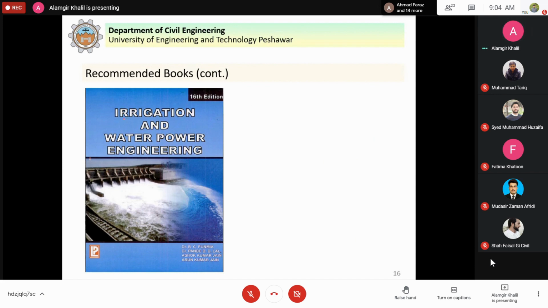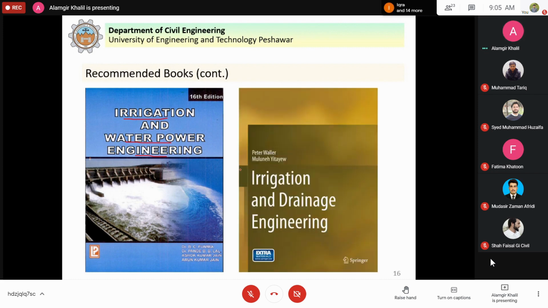Another book is Irrigation and Water Power Engineering by Punmia and other authors. This is also a good book. Similarly, we have Irrigation and Drainage Engineering. This is also a latest book published by Springer, and you can download this from the internet. It's a very good book. For Irrigation and Water Power Engineering, we have 86 copies available in our library.